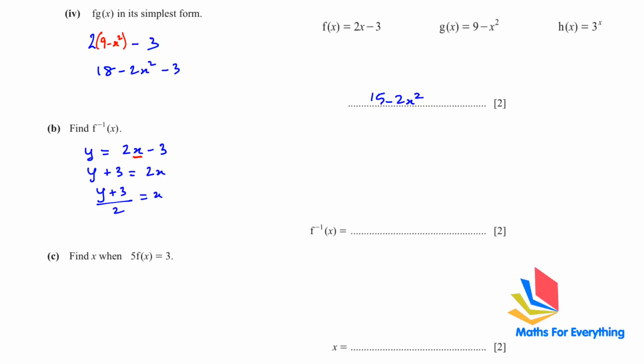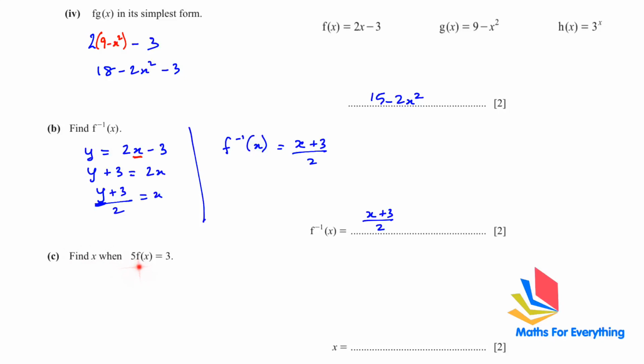Once you have made x your subject, in place of x, write f inverse x, and in place of y, write x plus 3 over 2. So that is our inverse, x plus 3 over 2.